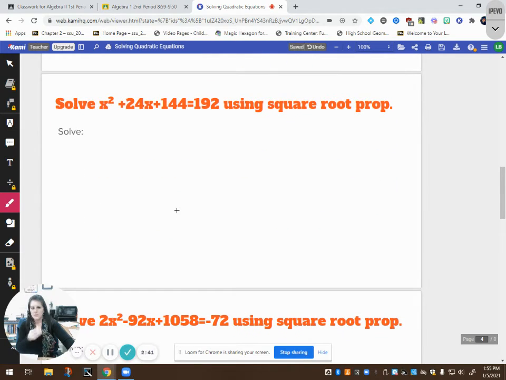All right, moving on. This one says to use the square root property. We're going to use the square root property to solve this quadratic. So what should we do first? Again, I'm going to think about this. What are factors of 144 that could give me 24? I know that that is 12. 12 times 12 is 144, and 12 plus 12 is 24. So I'm going to have x plus 12 times x plus 12 is equal to 192.